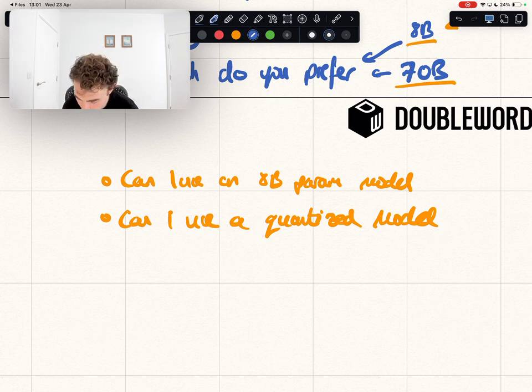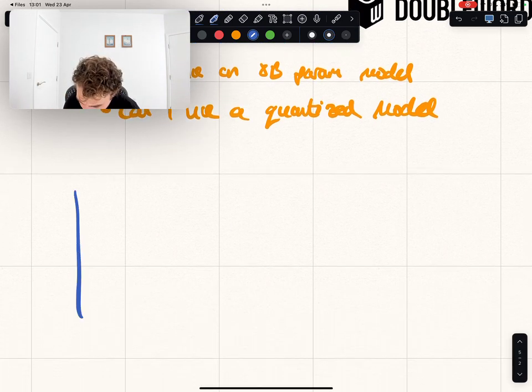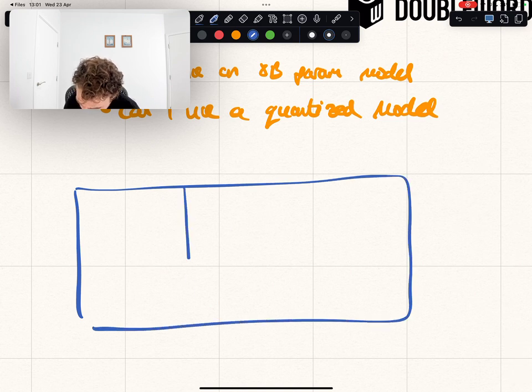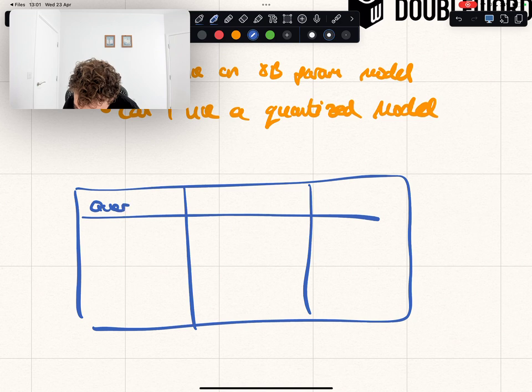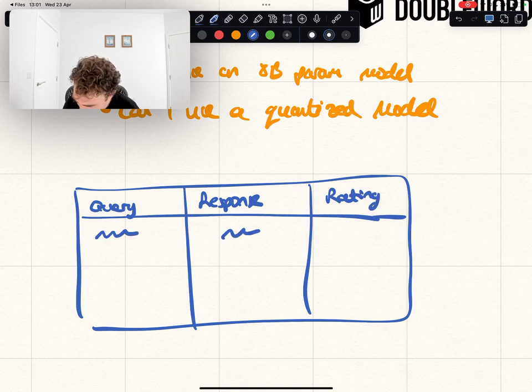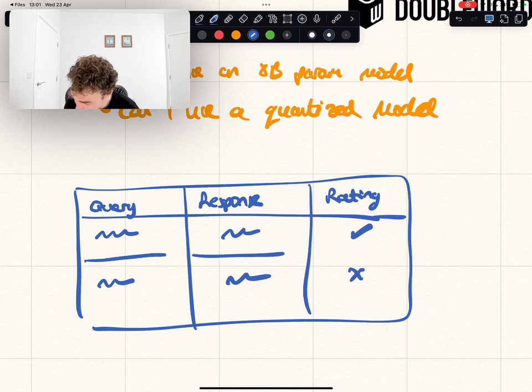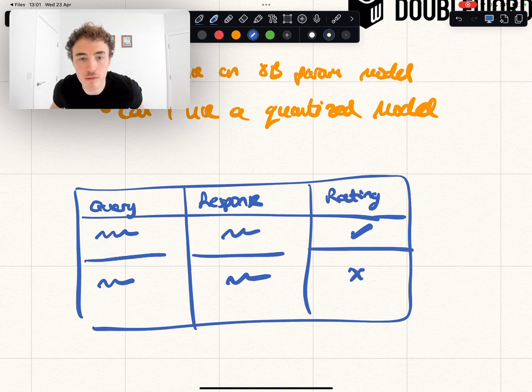So if I have a big database of query, response, and some sort of rating, I have a query, I have a response, I like this one, I don't like this one. This is a really powerful resource for training the models.